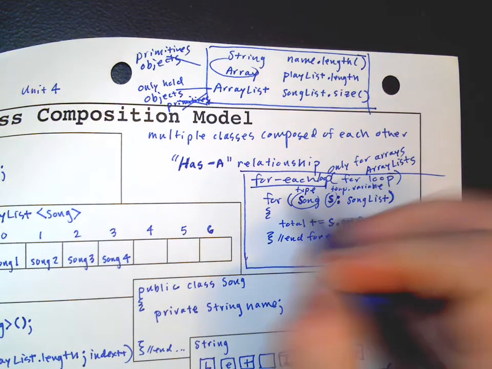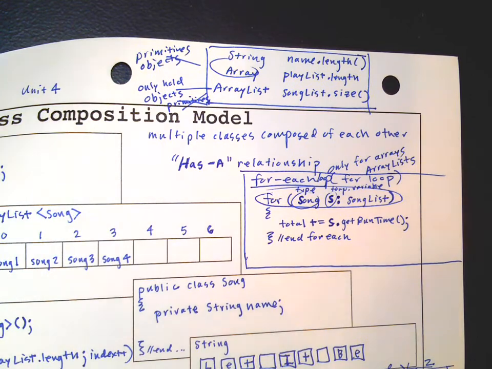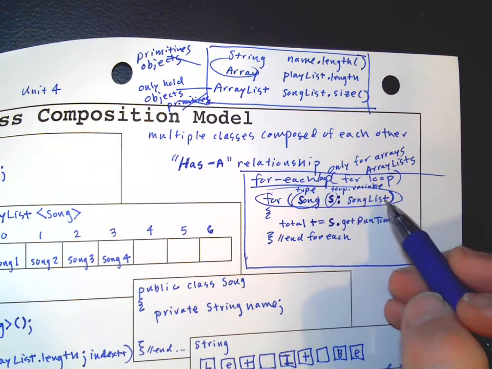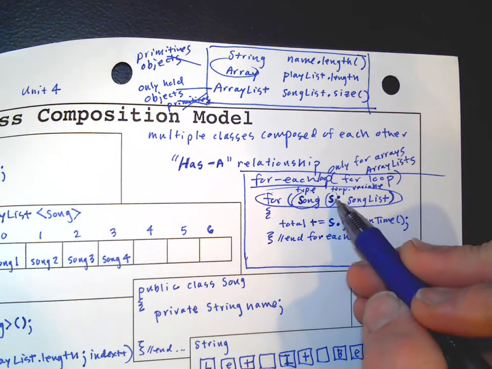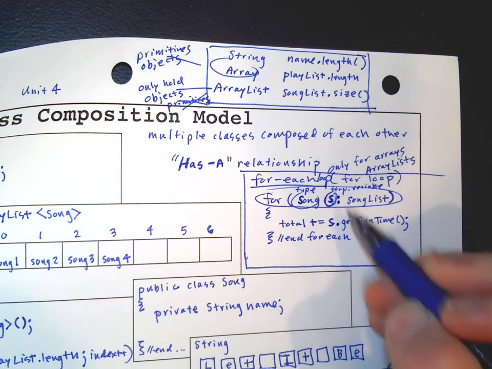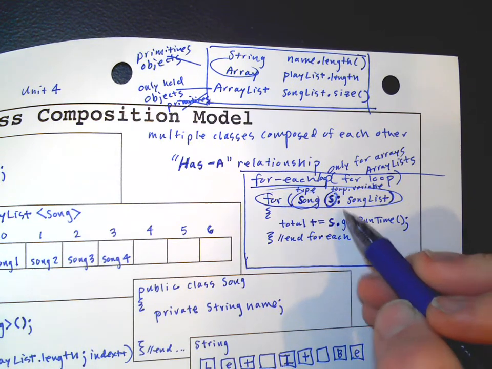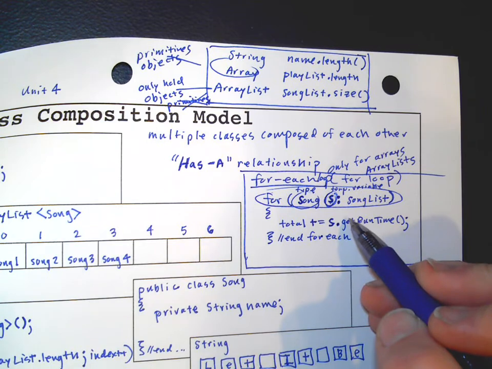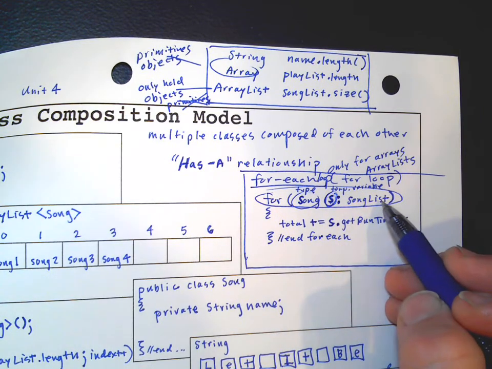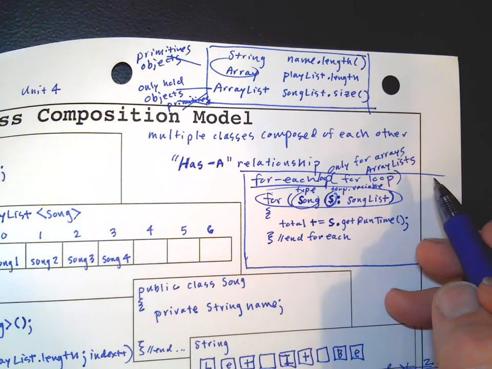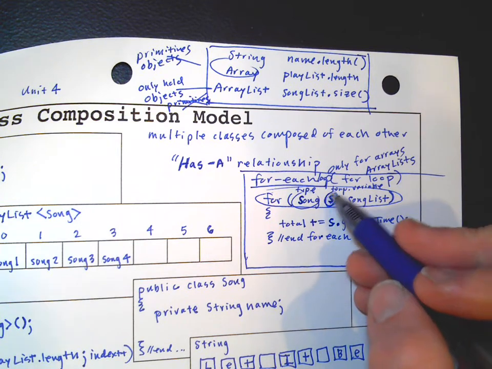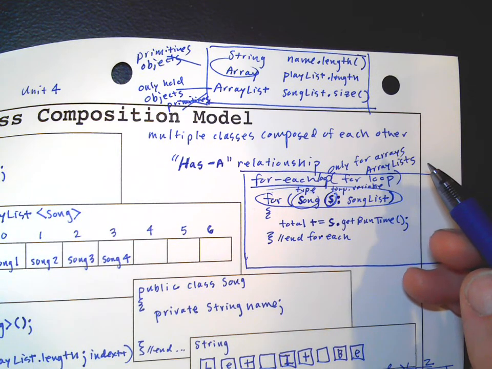It copies each object out of an array list into this variable, and then you do things to it. Now here's the thing, it's a copy of it. So if you actually want to make changes to the objects in the song list, that's a little harder to do in a for each loop because this is a copy of it. So you probably can't do that.